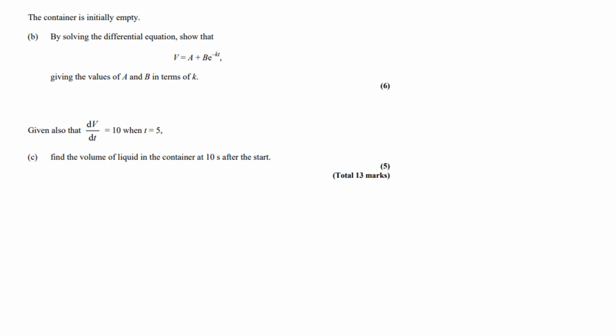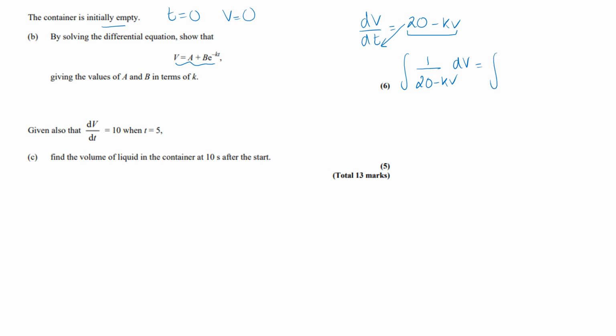In part B, we're told that the container is initially empty, so t is equal to 0 when V is 0. We've got to solve our differential equation and end up with V in the subject. So our differential equation was dV by dt, which was 20 minus kV. How do we solve differential equations? We need to separate the variables and integrate. Now, because this is a minus, we're going to have to take all of that down. So it's going to be 1 over 20 minus kV dV is equal to the integral, nothing else left on the right, so that will just be dt.